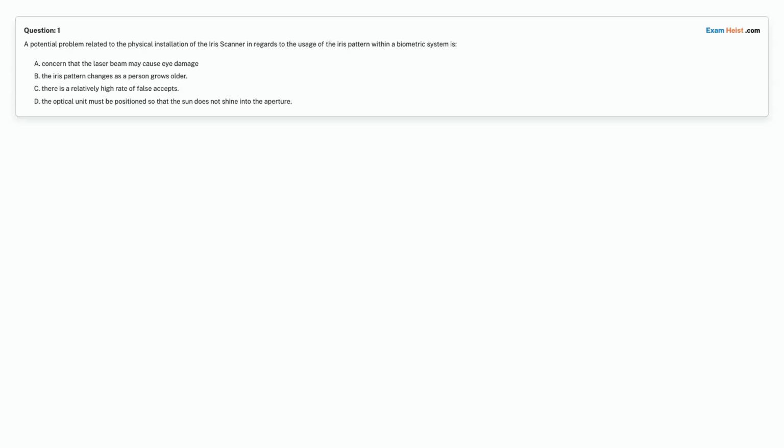Question 1. A potential problem related to the physical installation of the iris scanner in regards to the usage of the iris pattern within a biometric system is: Option A. Concern that the laser beam may cause eye damage. Option B. The iris pattern changes as a person grows older. Option C. There is a relatively high rate of false accepts. Option D. The optical unit must be positioned so that the sun does not shine into the aperture. Choose the correct answer.